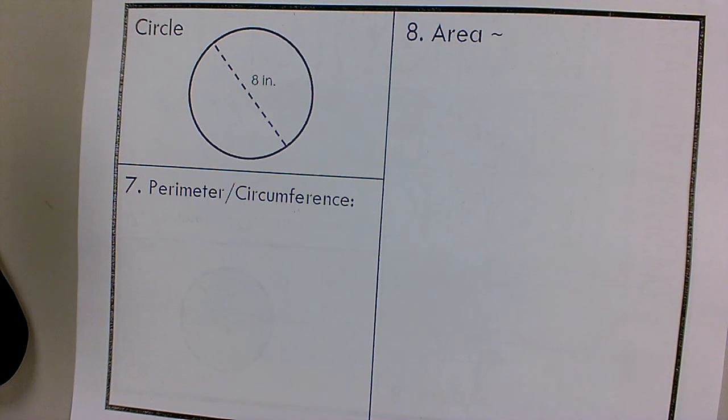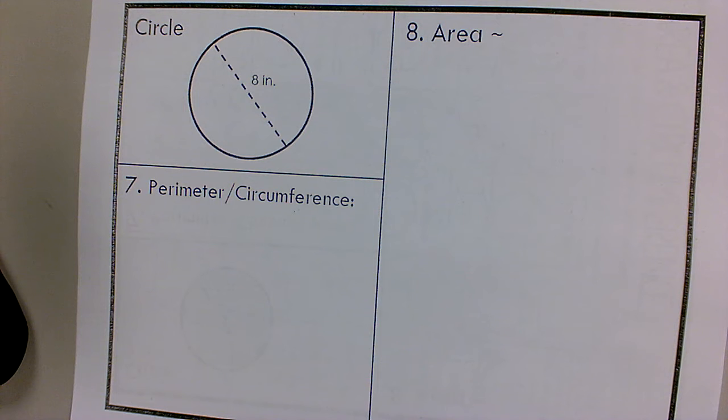The circumference can be calculated as pi times d if you know the diameter, or the circumference can be calculated as 2 times pi times r if you know the radius. The formula for the area of the circle is pi times the radius squared.